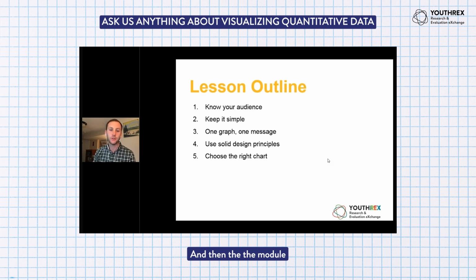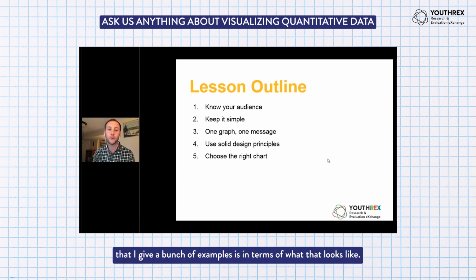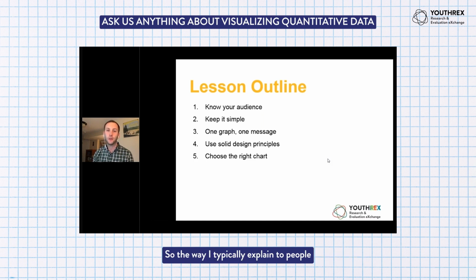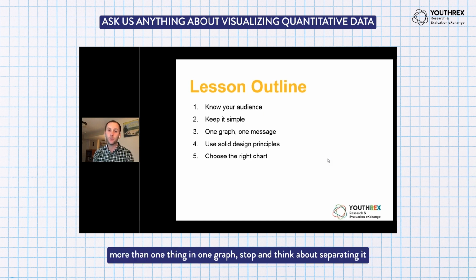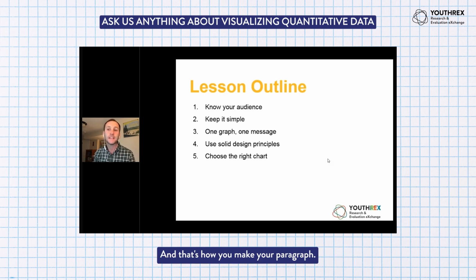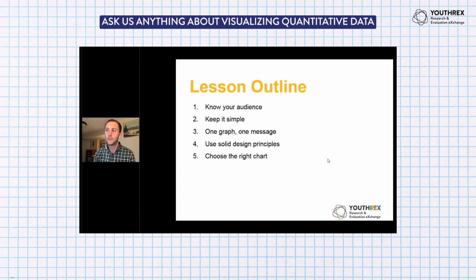And in the module, I give a bunch of examples of what that looks like. We also talk a lot about using one message per graph. The way I typically explain it is that you should think about each graph as a sentence, not as a paragraph. If you're trying to communicate more than one thing in one graph, stop and think about separating it into multiple graphs so that each graph can tell that sentence, and then you put them together, and that's how you make your paragraph.